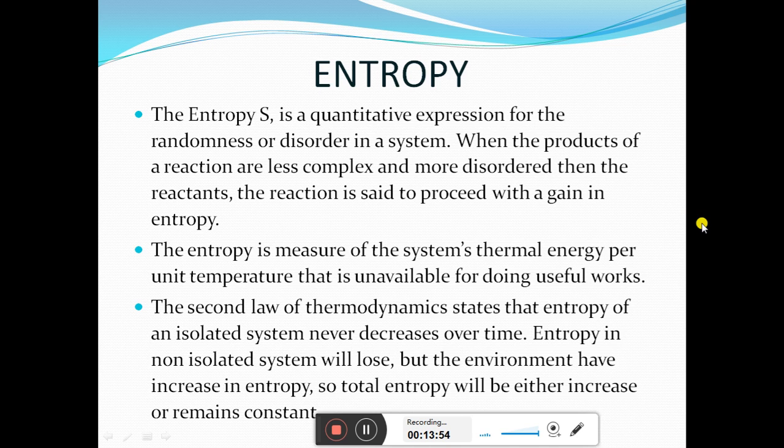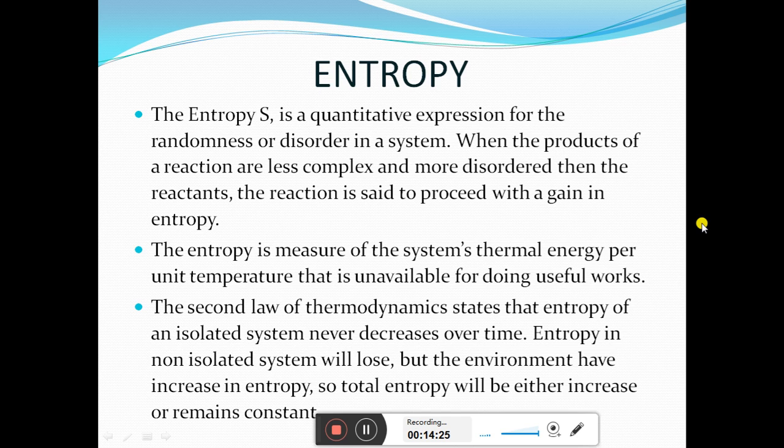The next topic is the entropy. The entropy S is a quantitative expression for the randomness or disorder in a system. When the products of a reaction are less complex and more disordered than the reactants, the reaction is said to proceed with a gain in entropy. The entropy is a measure of the system's thermal energy per unit temperature that is unavailable for doing useful work.